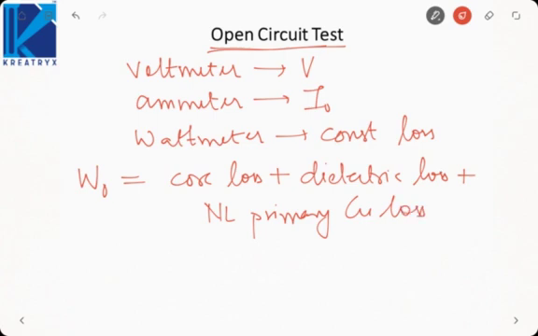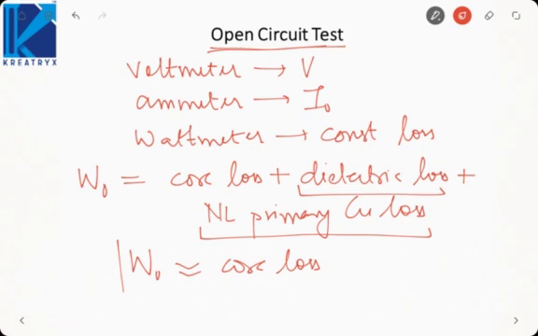Now, as I told you, while drawing the equivalent circuit, we were neglecting no load primary copper losses as well as dielectric losses. So we can say W0 is approximately core loss. We are neglecting the other losses. So my first objective is fulfilled. We needed to find the core loss. The wattmeter reading will give me the core loss or the iron loss.